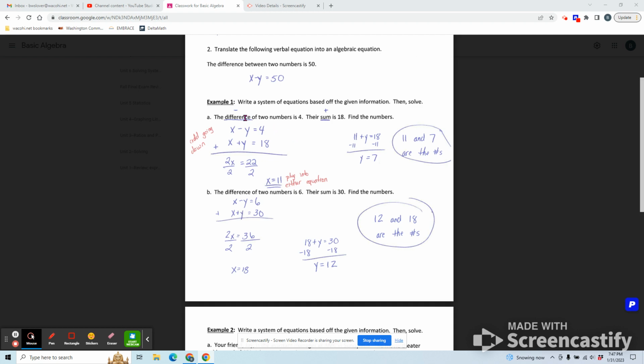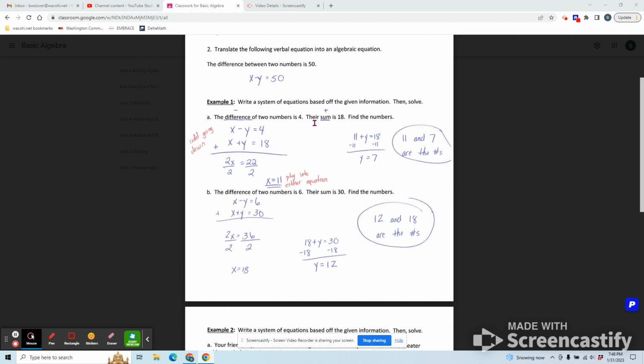The difference of two numbers is 4. So the difference of two numbers is 4. Difference, I underlined, is subtraction. So I'm going to minus. It doesn't say what the numbers are. It just says two numbers. It doesn't say the same numbers. It says two numbers. So that's why I have two different variables. One's x, one is y. Is 4 means equal.